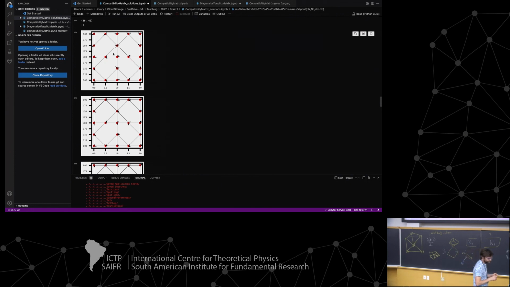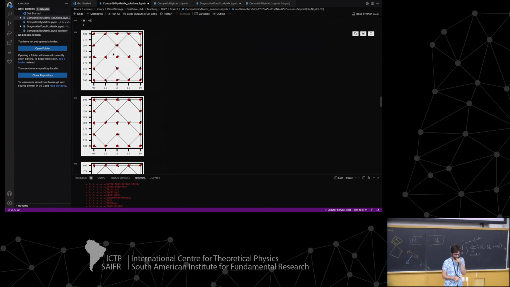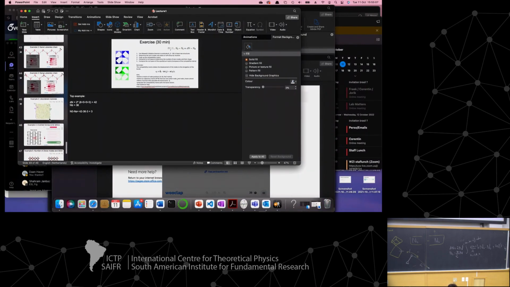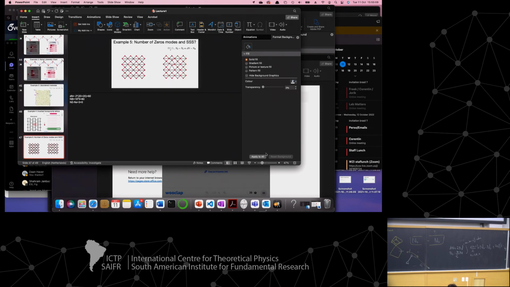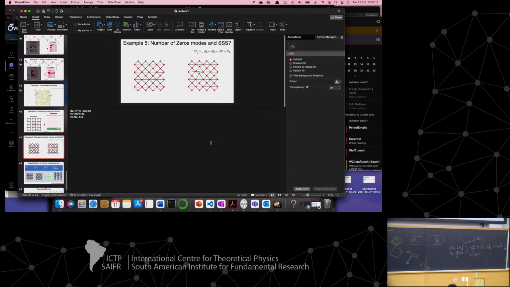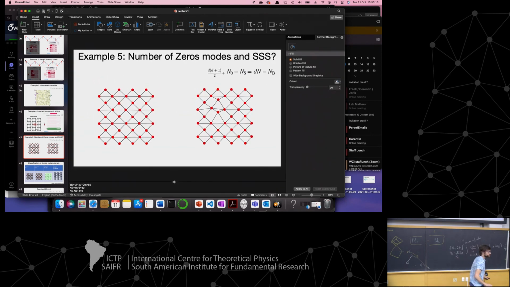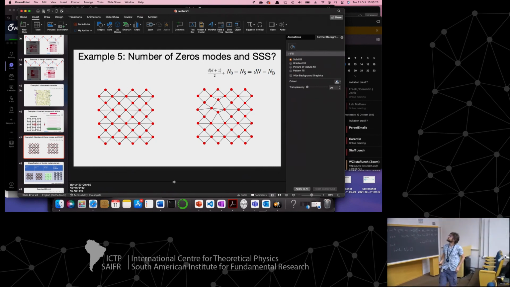Could you go back to example 5? This one? Yes. So for the disordered one, the right side one, you mentioned there are 3 self-stress modes. And how could I count it from the structure if I don't know the compatibility matrix? You don't. You just know.